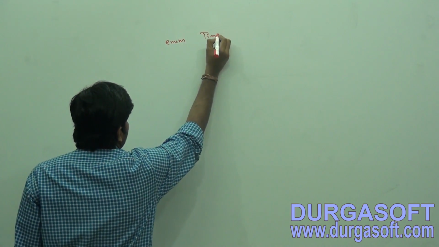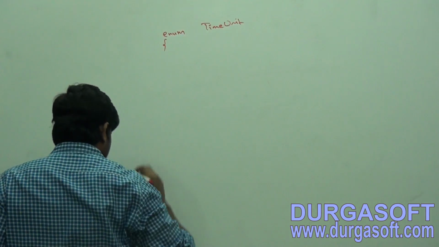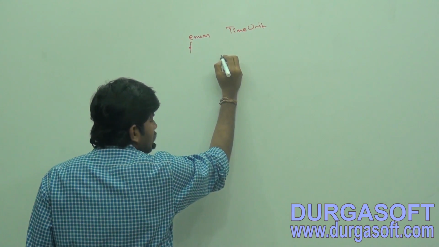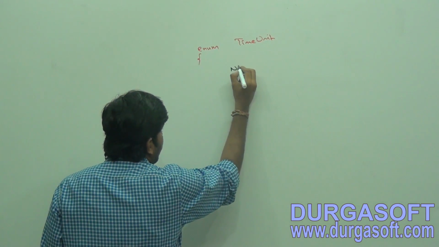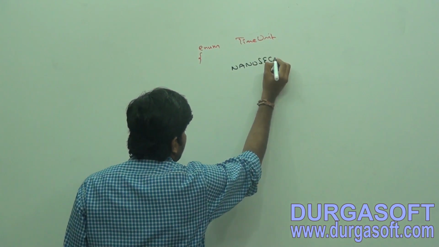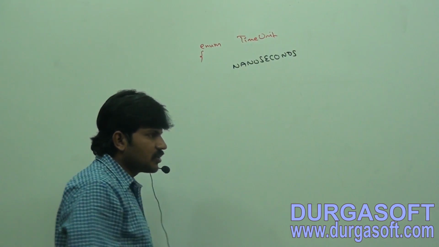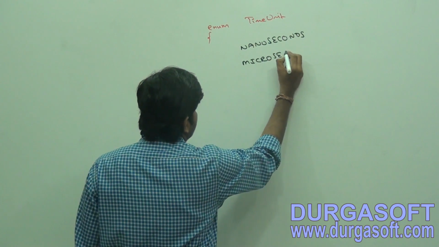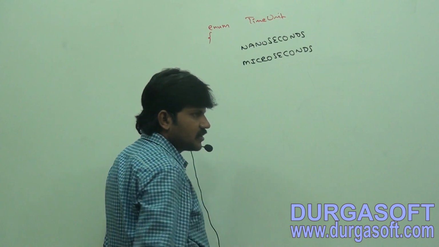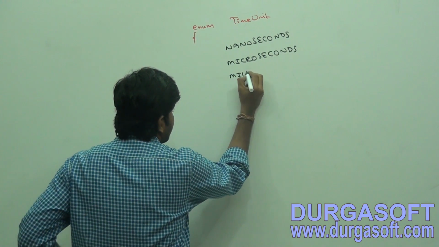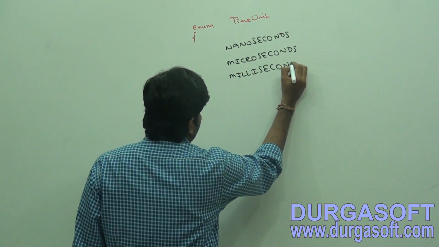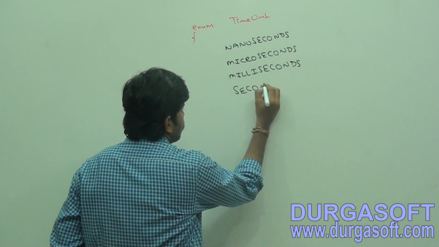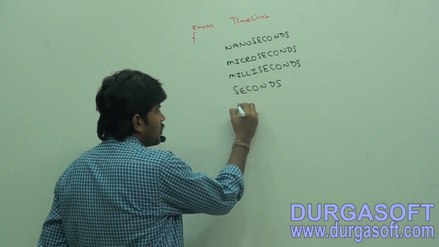Okay, so better to take notes in this style. Enum TimeUnit with what allowed values? Here just observe: NANOSECONDS. Have you observed the underscore symbol in the middle? Next, MICROSECONDS. Next, MILLISECONDS. Next, SECONDS. Next, MINUTES.